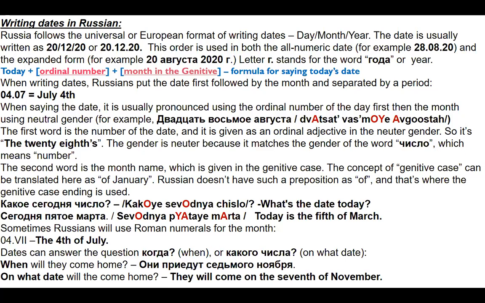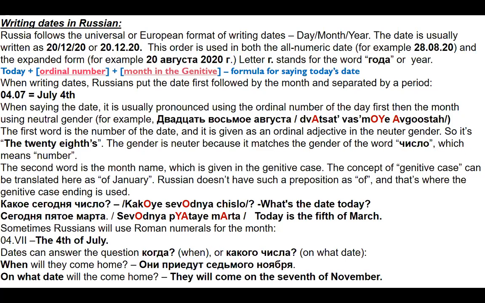Какое сегодня число? Число. What is the date today? Какое сегодня число? And the answer: сегодня 5 марта. Today is the 5th of March.